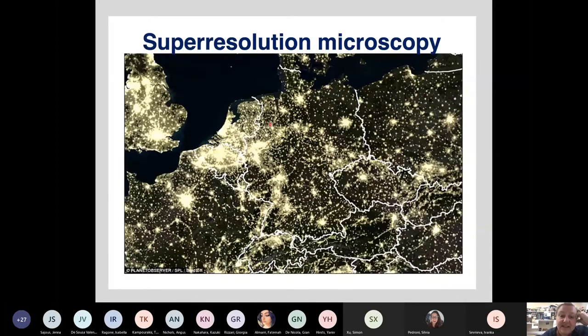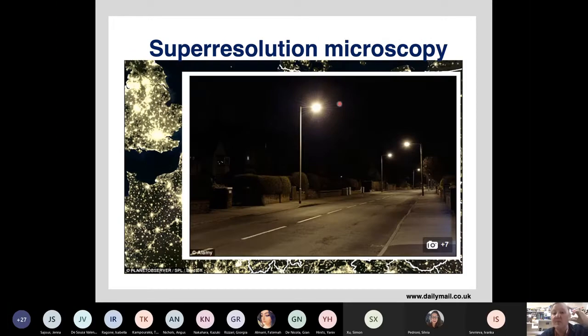So now this is Europe. It's this weird place across the channel. You can even see my hometown here, lighting up. So that's Europe at night, but that's what you see when you don't do super resolution microscopy. When you want to do super resolution microscopy, you want to see the individual street lamps.